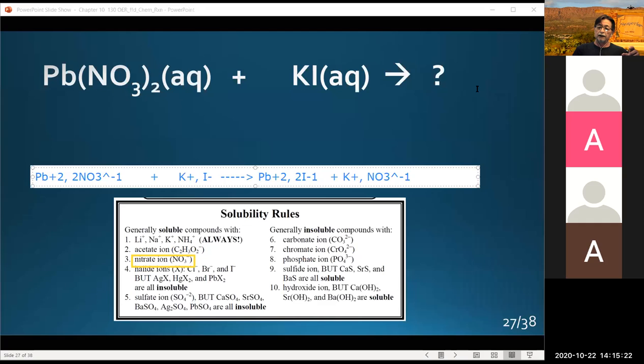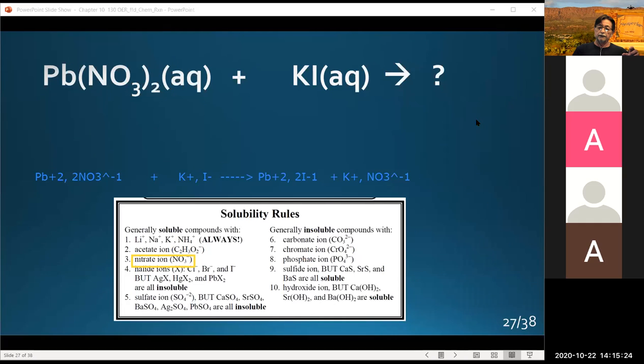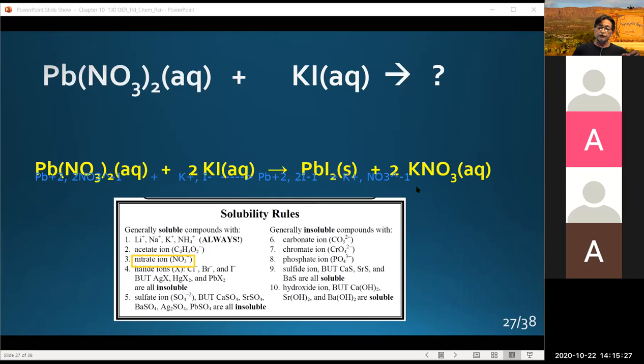And that's our formula. Potassium nitrate. And then we figured out we needed 1 lead for every 2 iodides, so we need 2 iodides. Let me clear that up so we can see that. So those are the formulas of lead iodide and potassium nitrate.